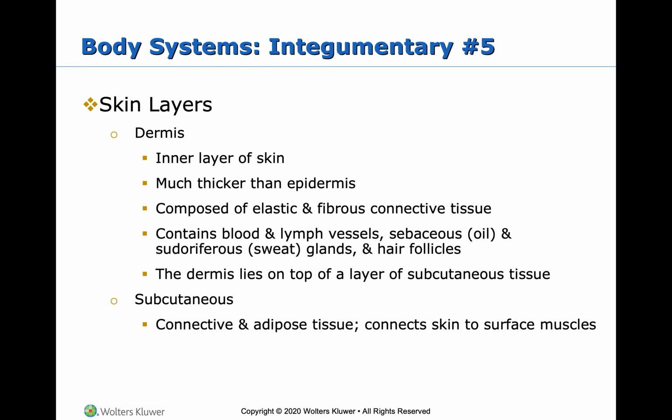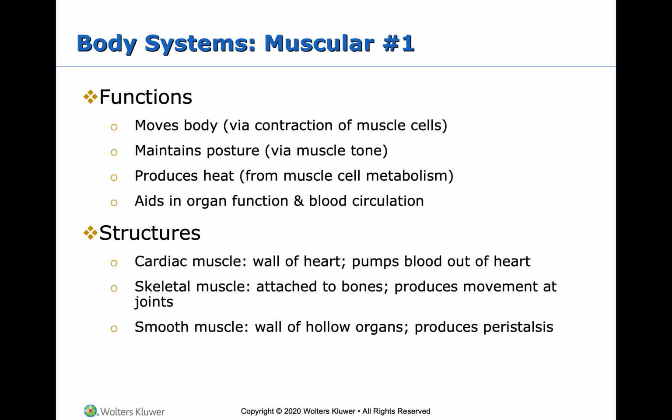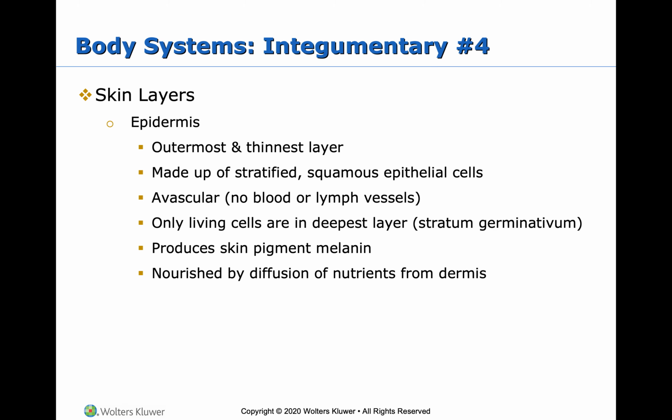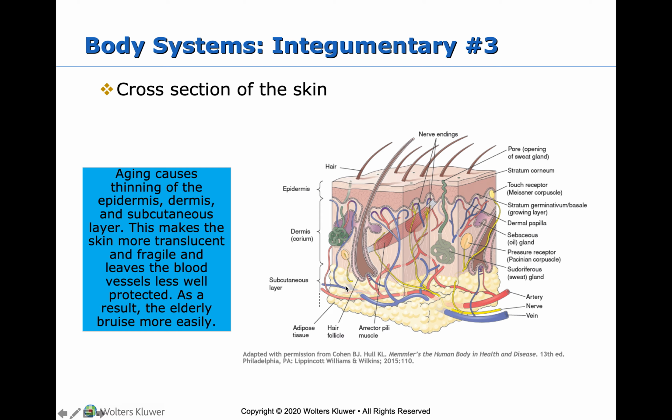Okay, so then you've got your subcutaneous layer, which is below the dermis. It contains connective and fat tissues, so adipose tissues, and it basically connects the skin to the surface of your muscles. So that's this here, and this yellow bubbly looking stuff, that's your adipose or fat tissue.